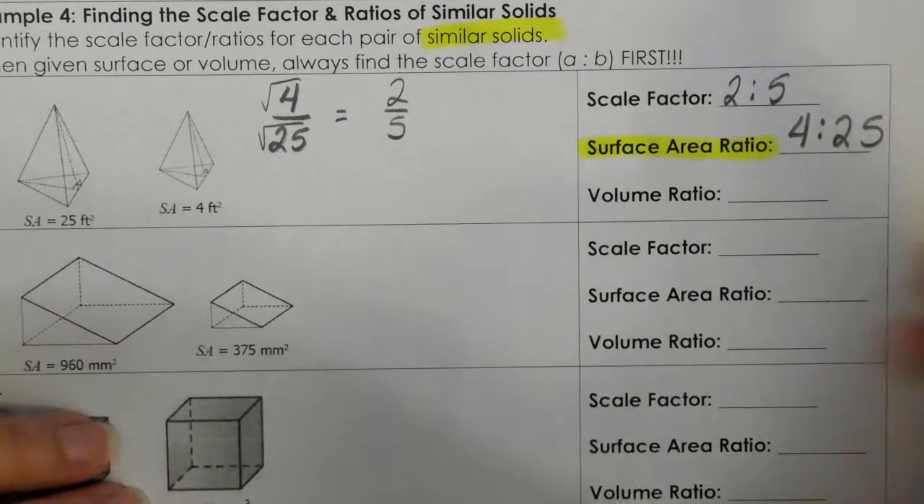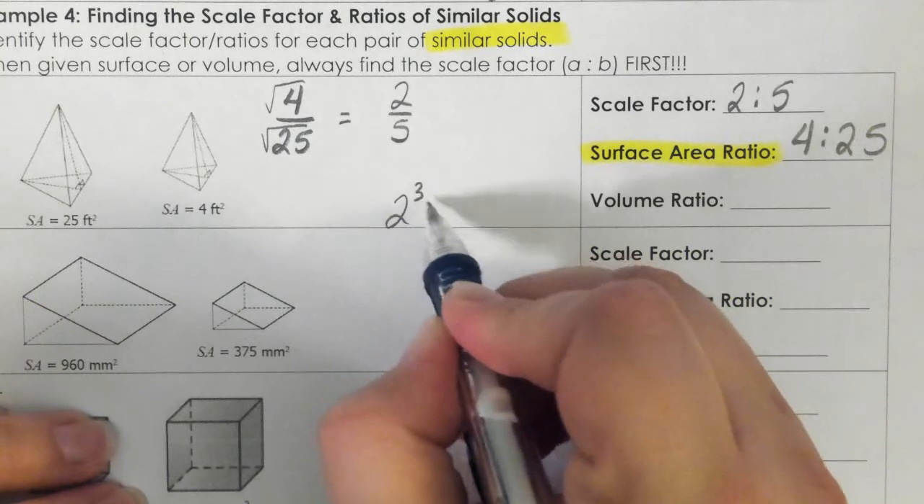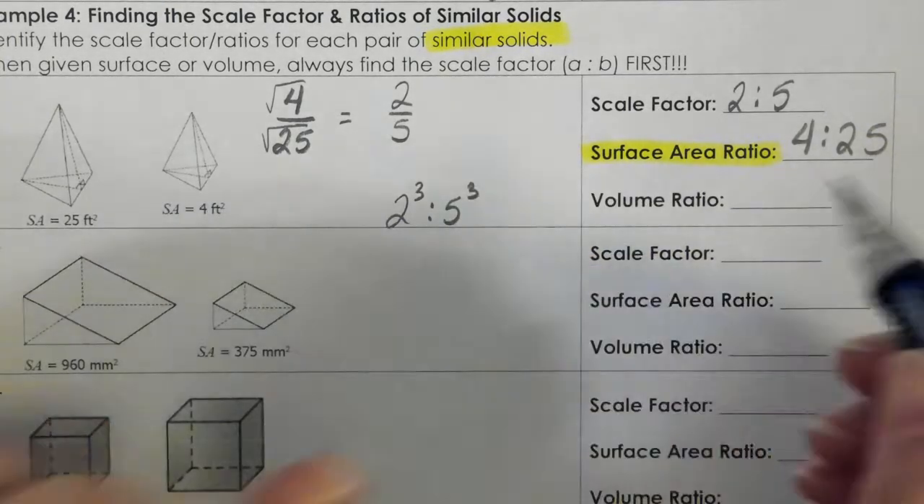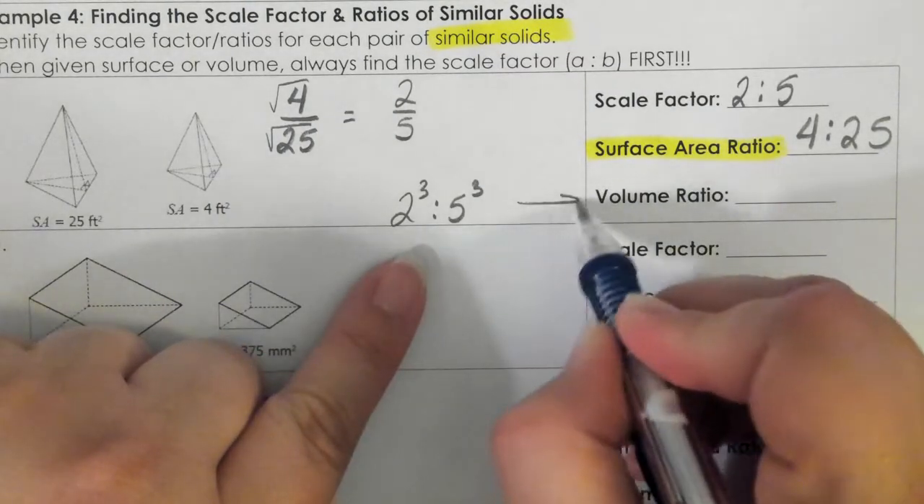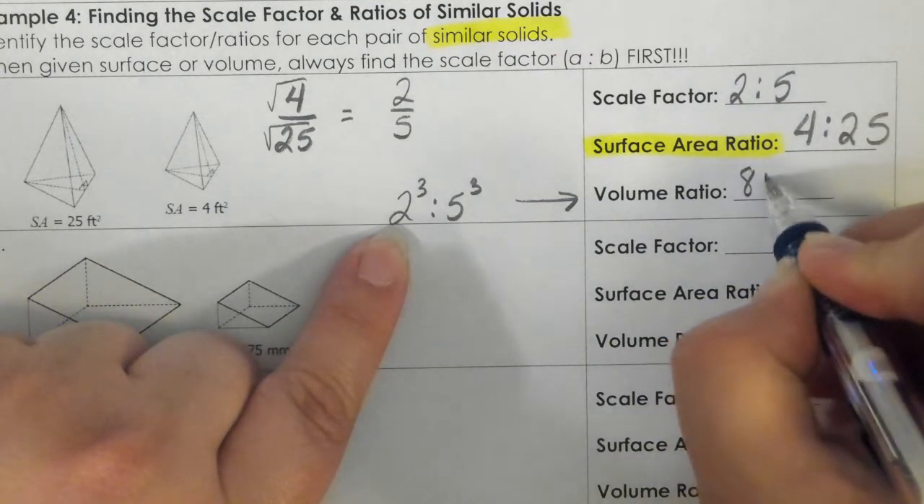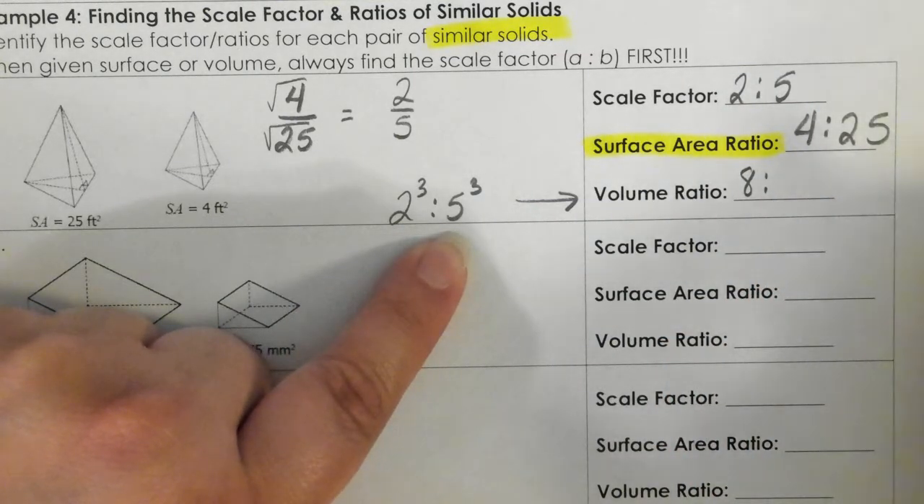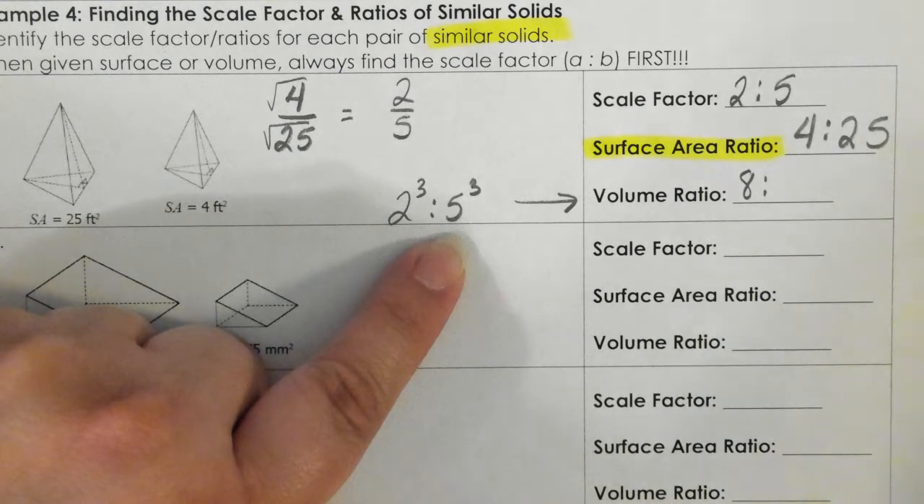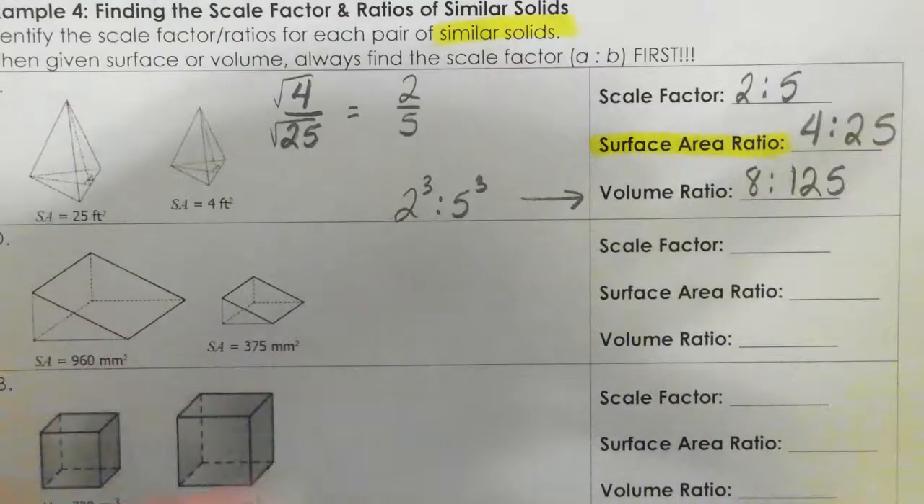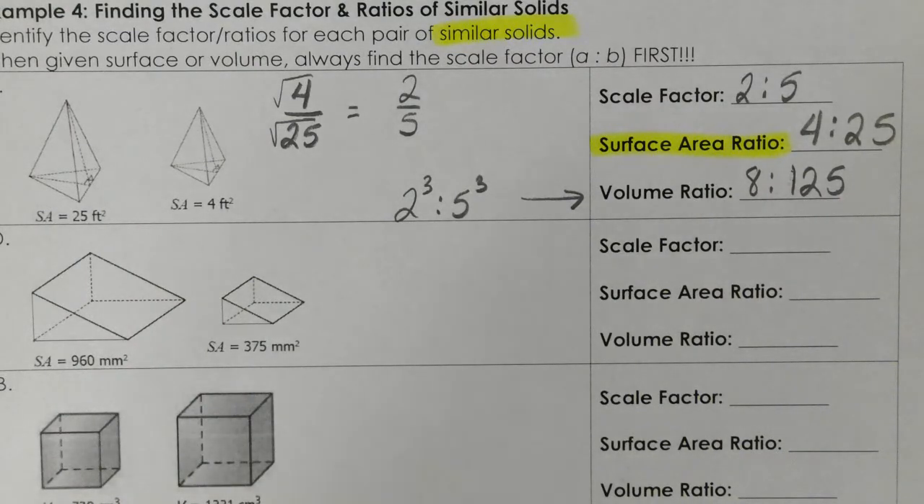Once I know the scale factor, I take it and I cube it to get my volume ratio. So that would be 8, and 5 to the 3rd power, 5 times 5 times 5, would be 125, I believe. Let me double check. Yes, okay.